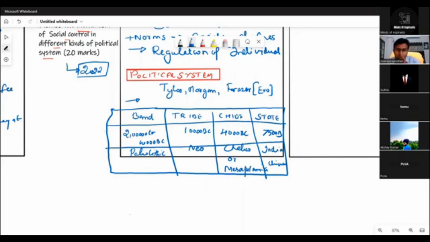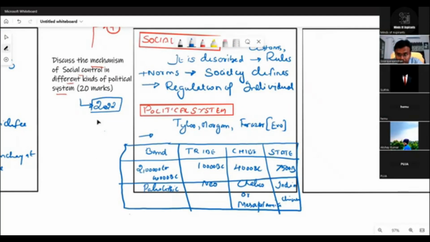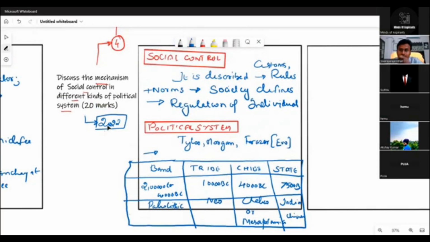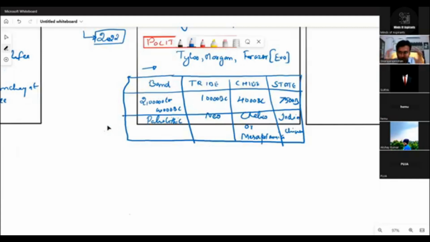So look at this. You have talked about Taylor, Morgan, Fraser. You have talked about evolutionary thinkers. You have talked about Paleolithic, Neolithic, Chalcolithic, which is unconcerned with this question. But you have talked about this. First, look at this social political system, and there will be a little space. How do you do it? That is the point. 150 words, 250 words, that is the skill. When you are writing, you should know.